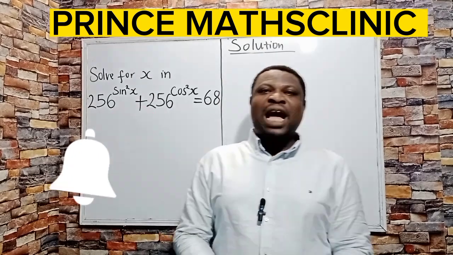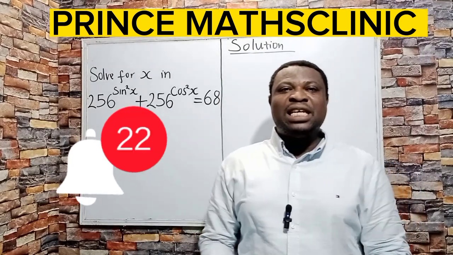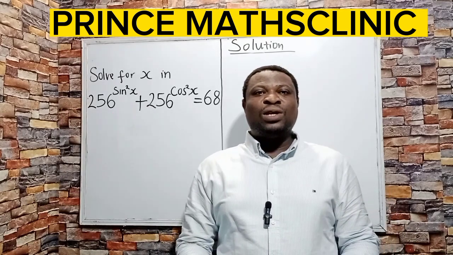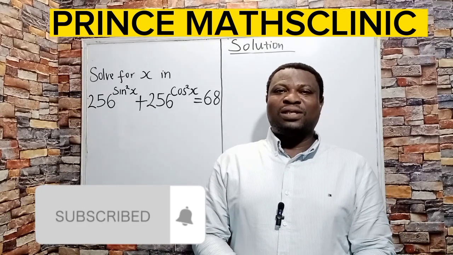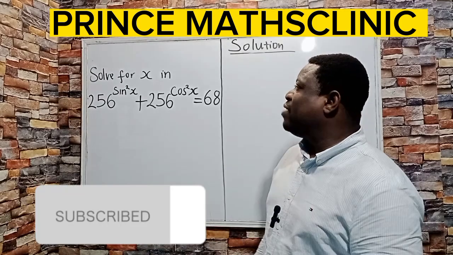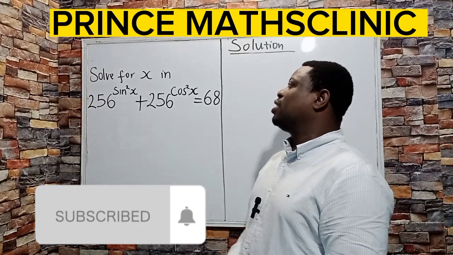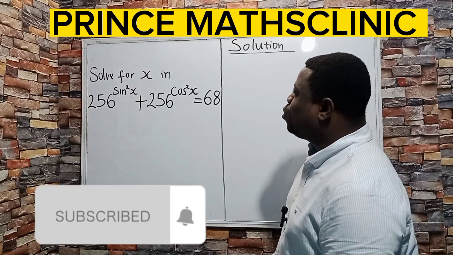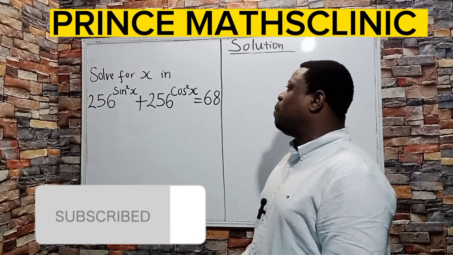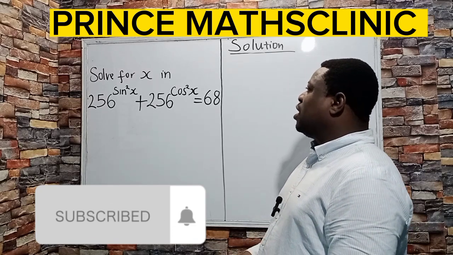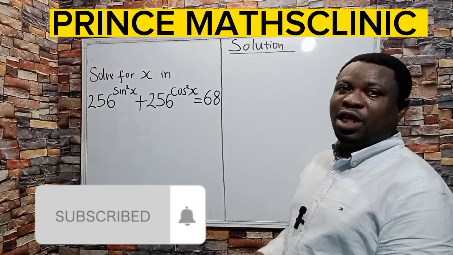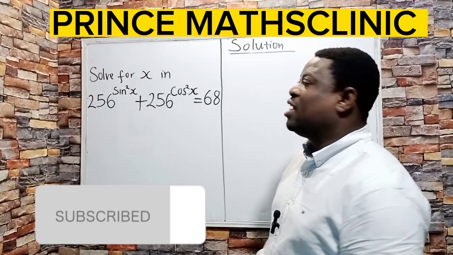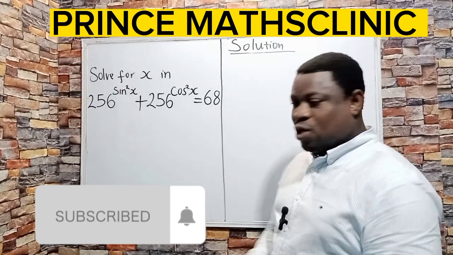Today we shall be looking at a very interesting exponential equation that involves trigonometry. And here we have that 256 to the power of sine square x plus 256 to the power of cos square x equal to 68. Let's find the value for x that will satisfy this equation.